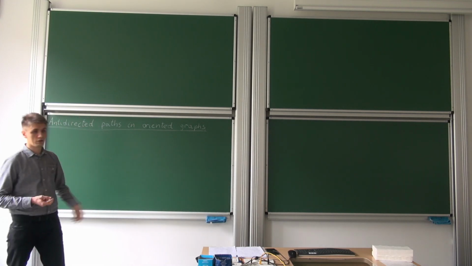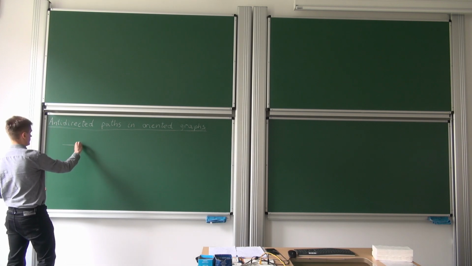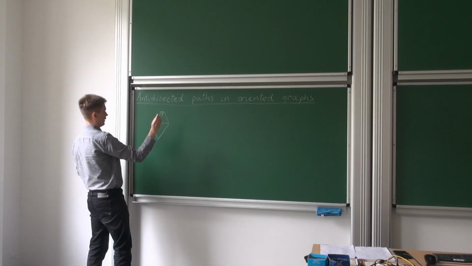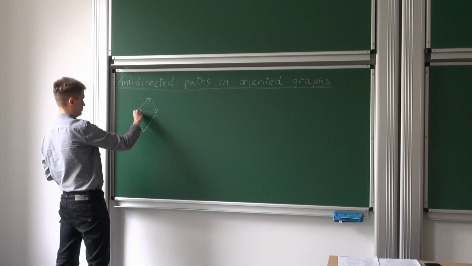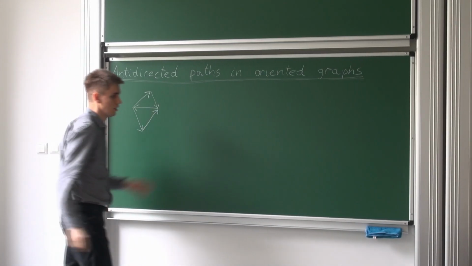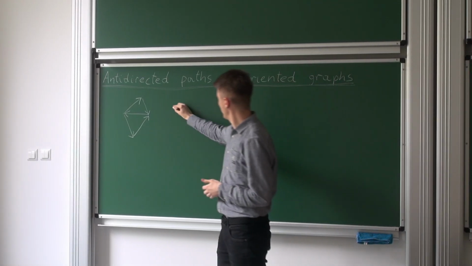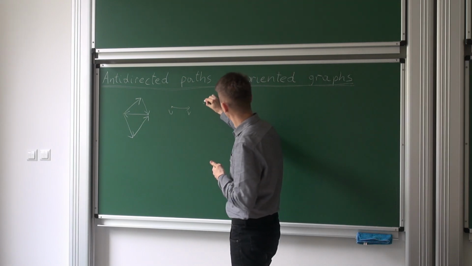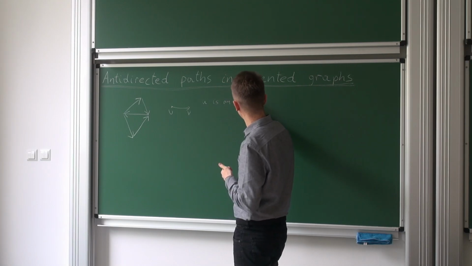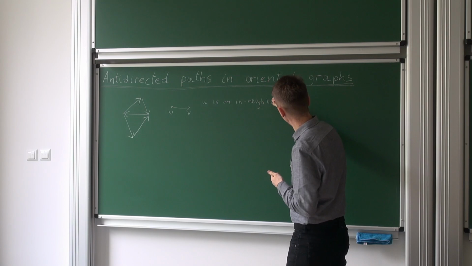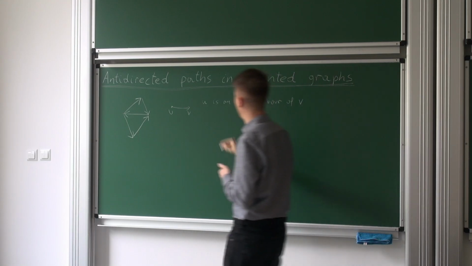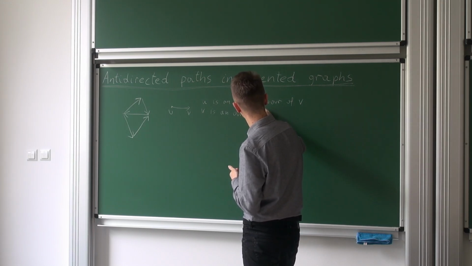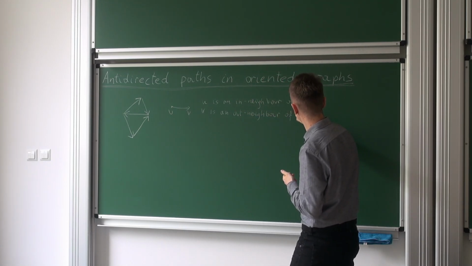An oriented graph is a graph with an orientation on every edge. We have a graph, we give a direction, exactly one direction on every edge, for instance. Okay, and if we have an edge U, V, then we say that U is an in neighbor of V, and V is an out neighbor of U.